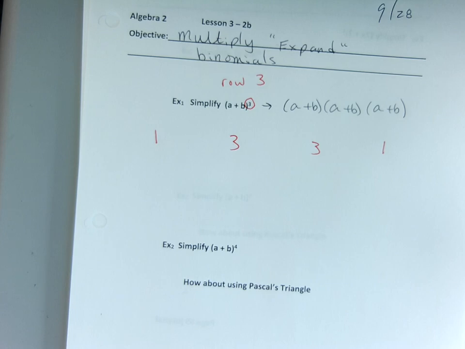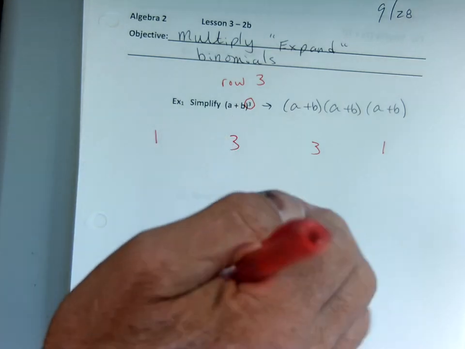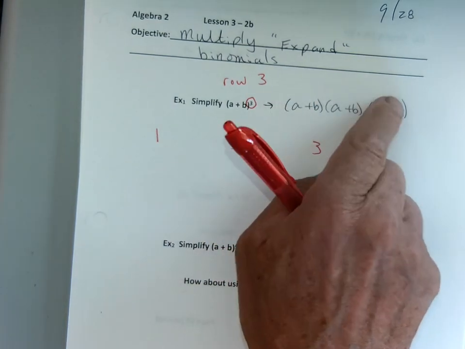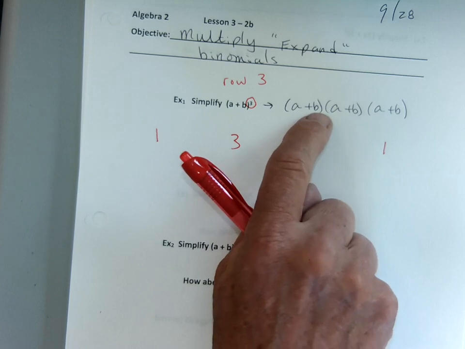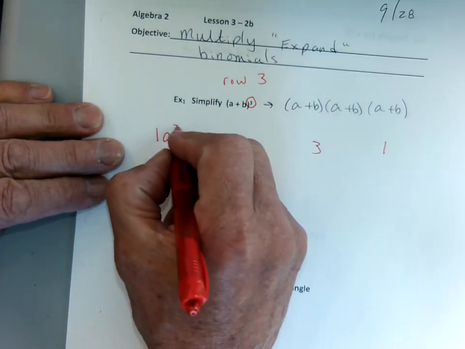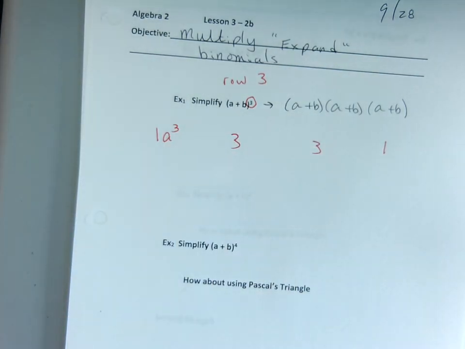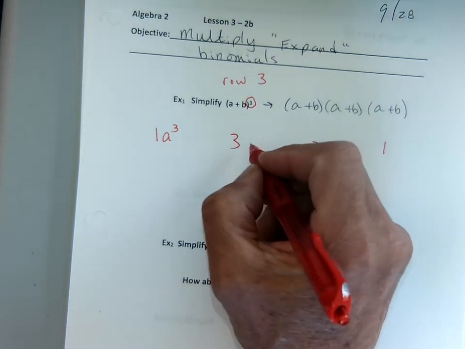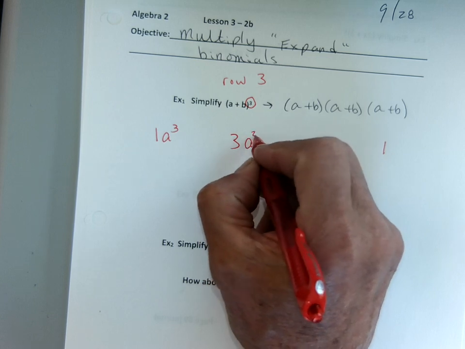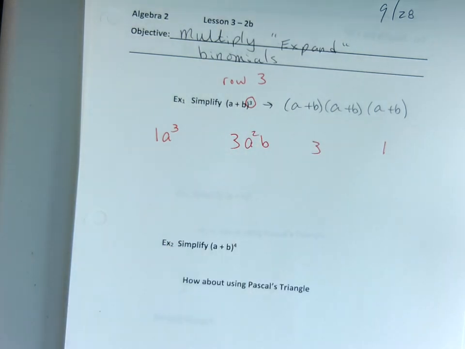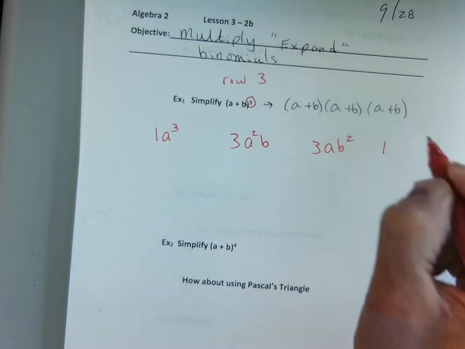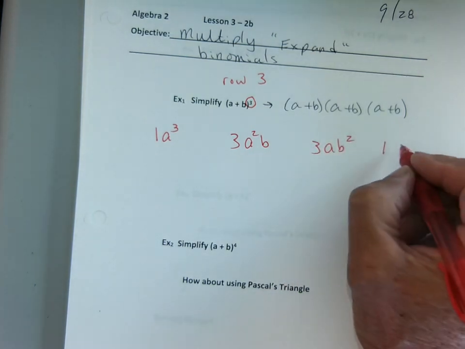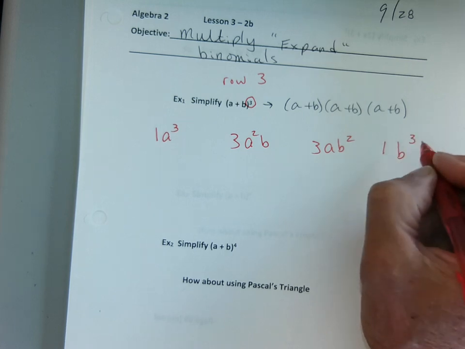I know when I multiply, and I'm not going to multiply, but I do know when I multiply, and I go this times this, this times this, this times this, I'm going to get some a cubes. Do you agree? So I'm going to put an a cube here. I'm going to get some a squared b's. I'm going to get some a b squareds. And we're going to get some b cubes.